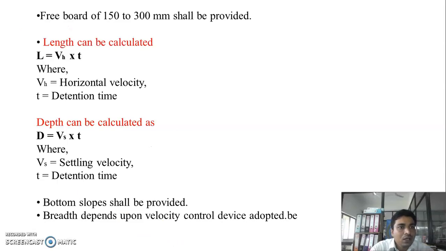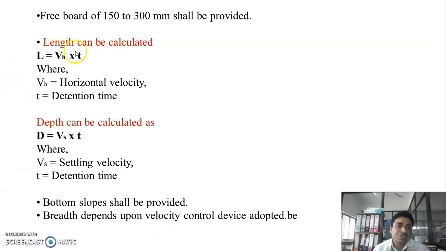Then next term is the freeboard. Whenever the wastewater flow fluctuates, the freeboard is very important. So freeboard of 150 to 300 mm shall be provided.